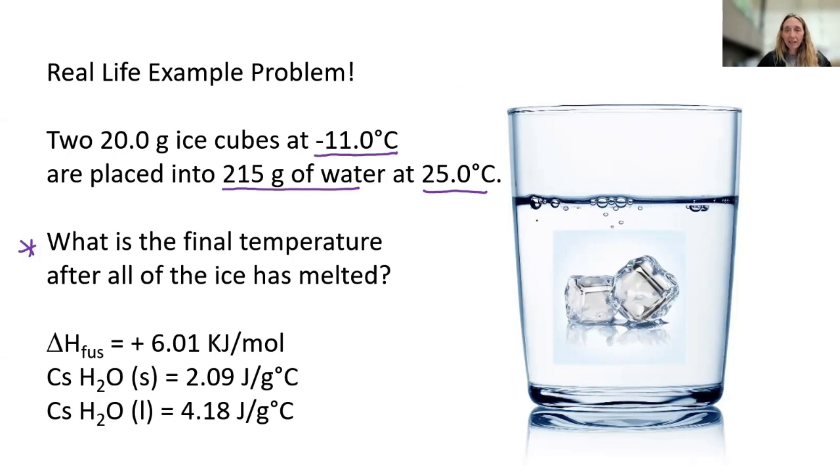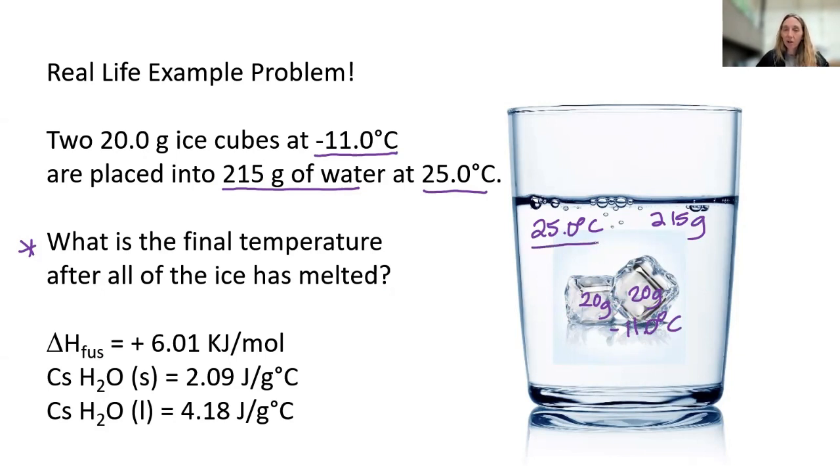Okay, so basically our water here is 25 degrees Celsius, and we have 215 grams of that water. Now we have our ice cubes, they're 20 grams. And I assume both ice cubes are 20 grams. So we have a total of 40 grams of ice. And those ice cubes are -11 degrees Celsius.